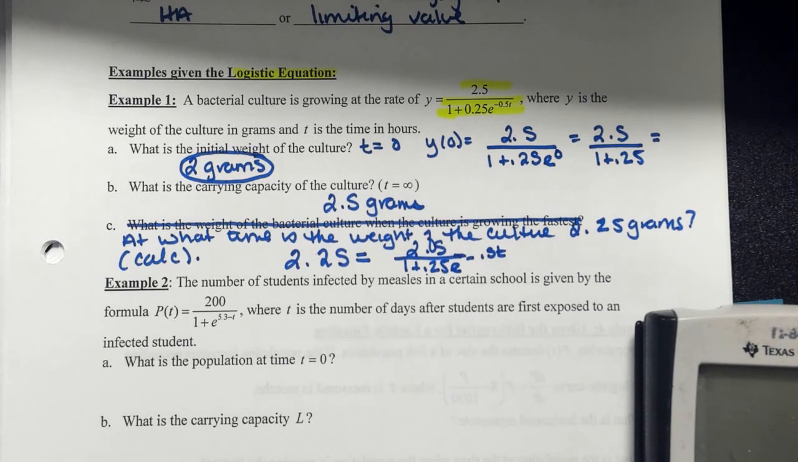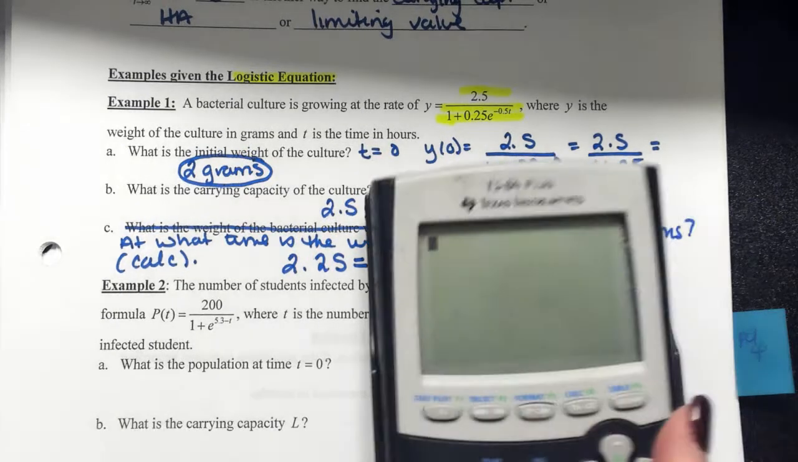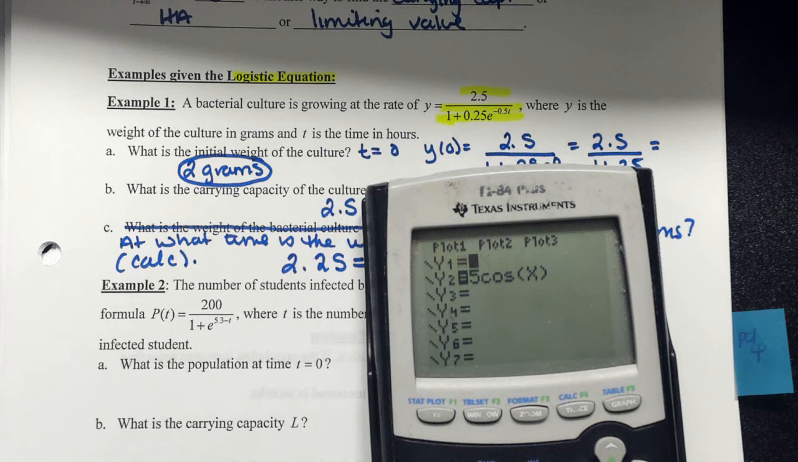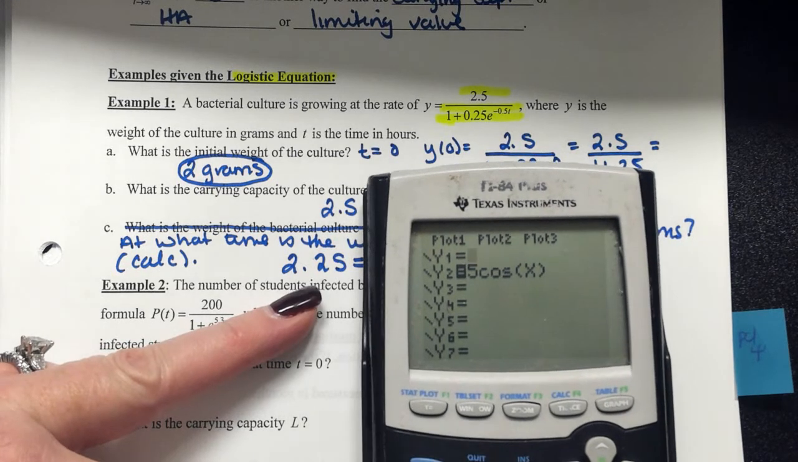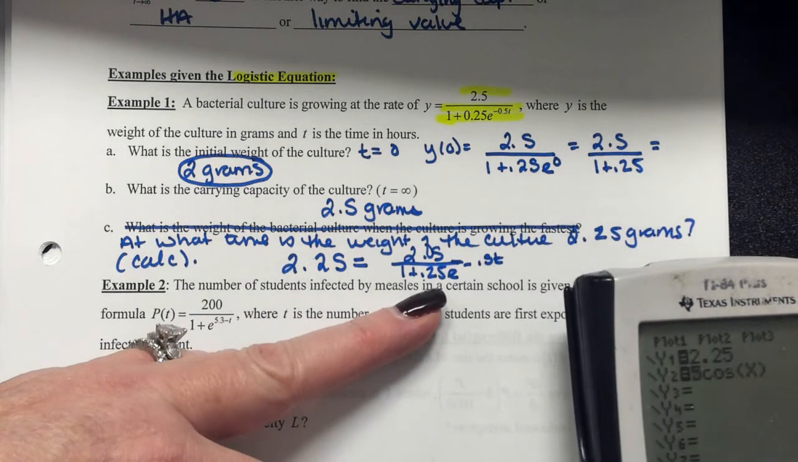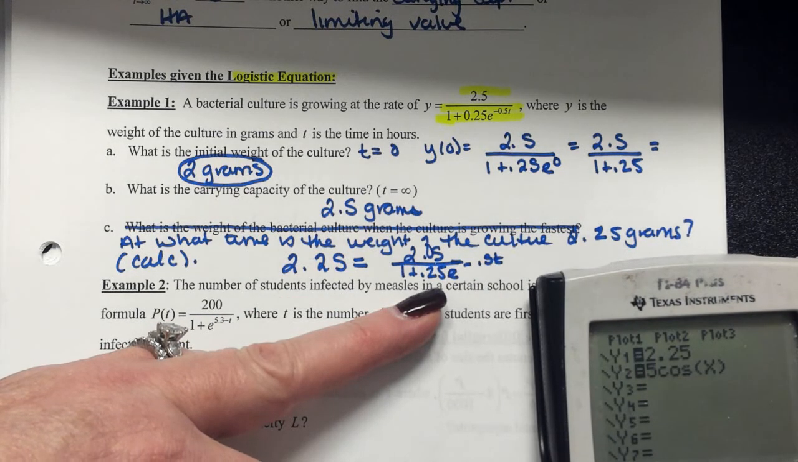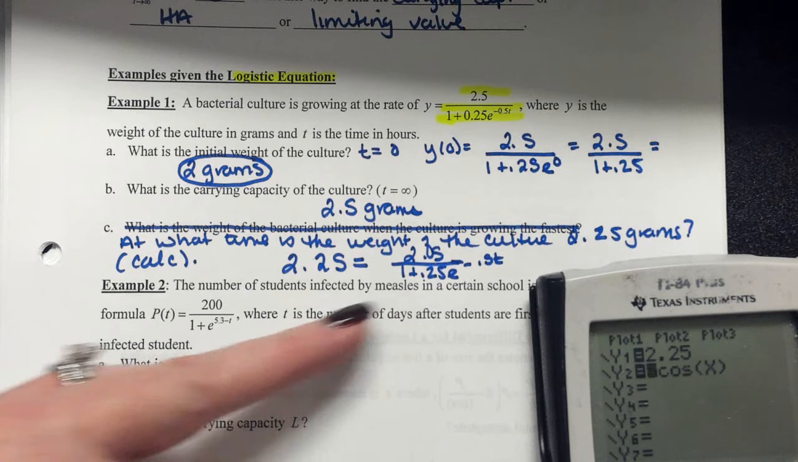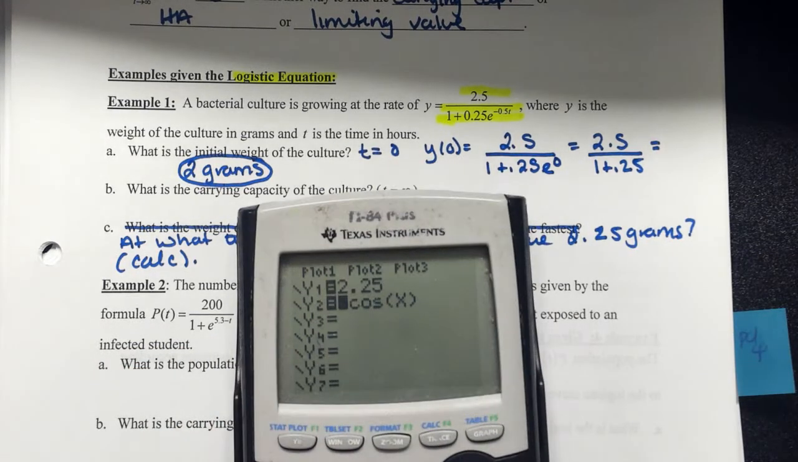How are you going to solve this using your calculator? Go to your y equals and type in 2.25 under y1. Under y2, we're going to type in the logistic equation, and then we're going to find the point of intersection. So 2.25 is under y1.